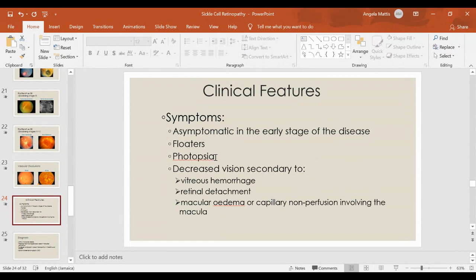Now, why do patients have photopsia? Now, the retina does not feel pain.